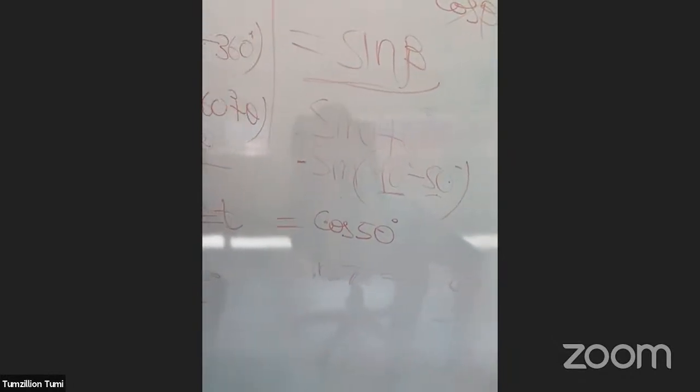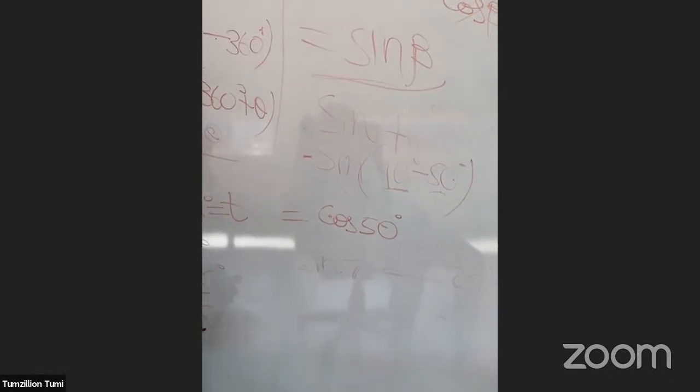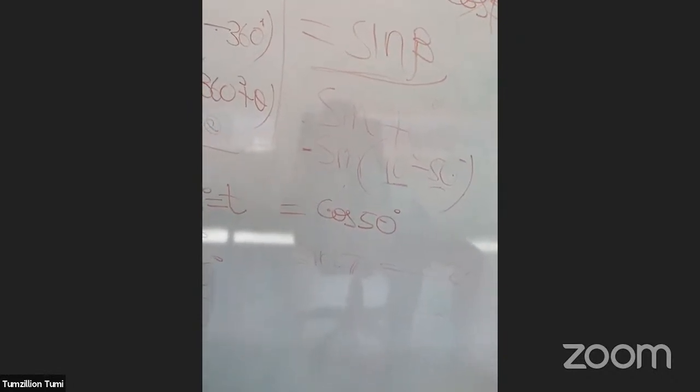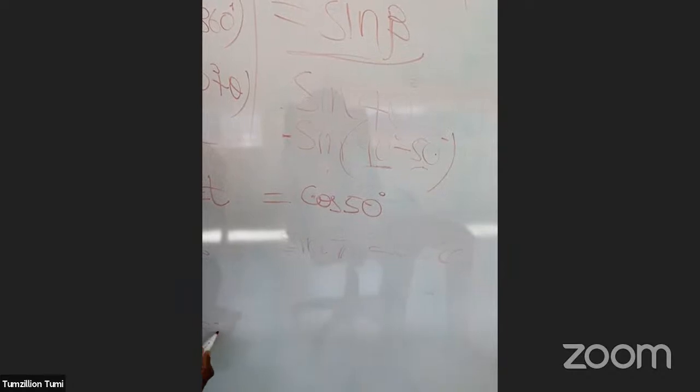Sine 65. I won't take all of them. Let me take the last one here quickly. And then we have cos minus 335, D, cos minus 335 degrees.